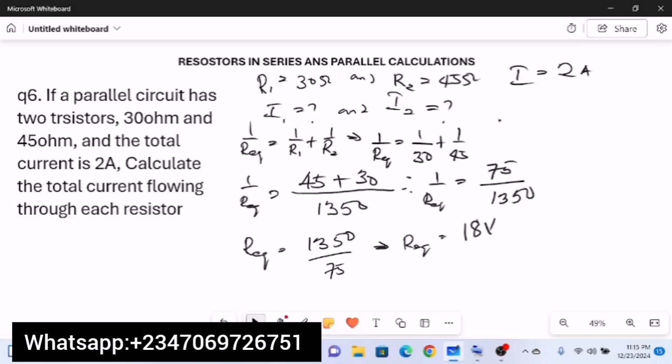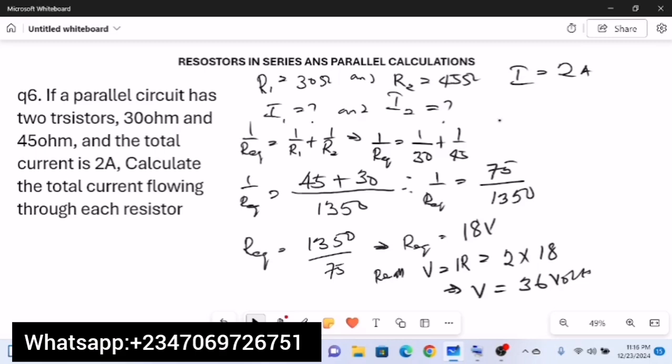After obtaining our equivalent resistance, the next thing is to find the voltage, right? So from Ohm's law, you recall that V is equal to IR. Now the current is given as 2 amperes. Equivalent resistance has been obtained as 18. So this simply implies that the voltage supplying this current is equal to 2 times 18. That gives us 36 volts. So this is the voltage supplying that 2 ampere current.